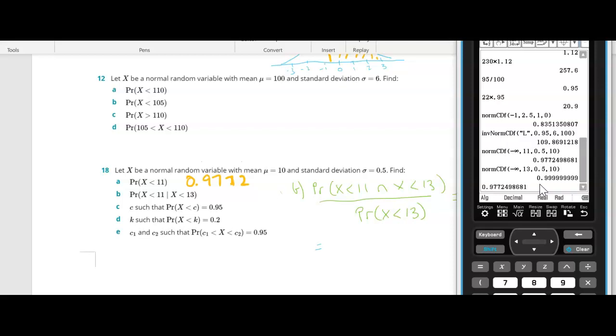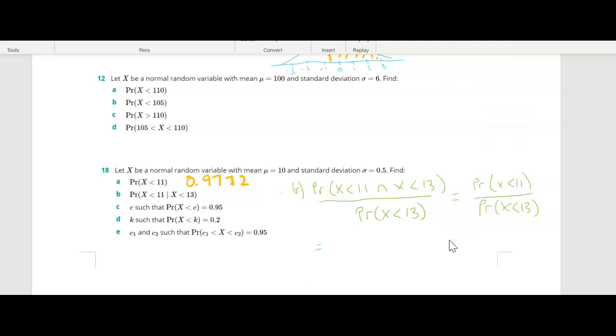down. Don't do any rounding until the end, girls. There's enough decimal places there for me to do that. Don't have to work with exact values. All right, because 0.999999 is practically 1, it's the same as dividing by 1. So that's why we get the same, 0.9772.